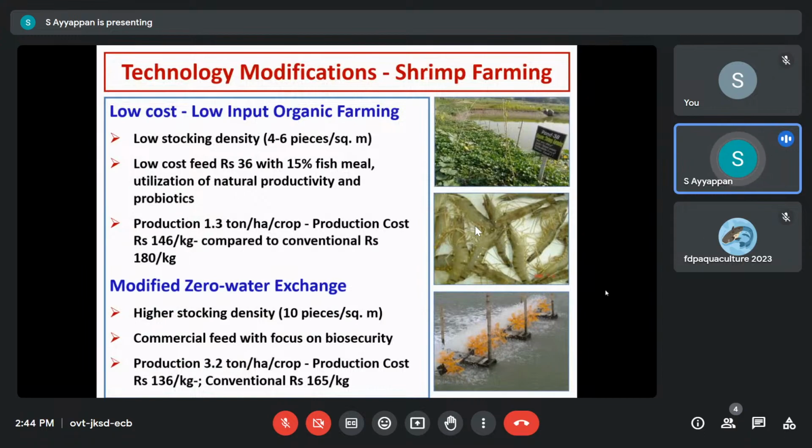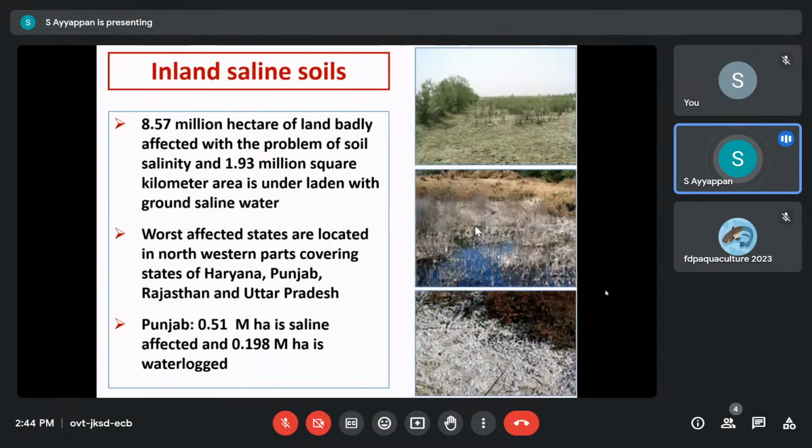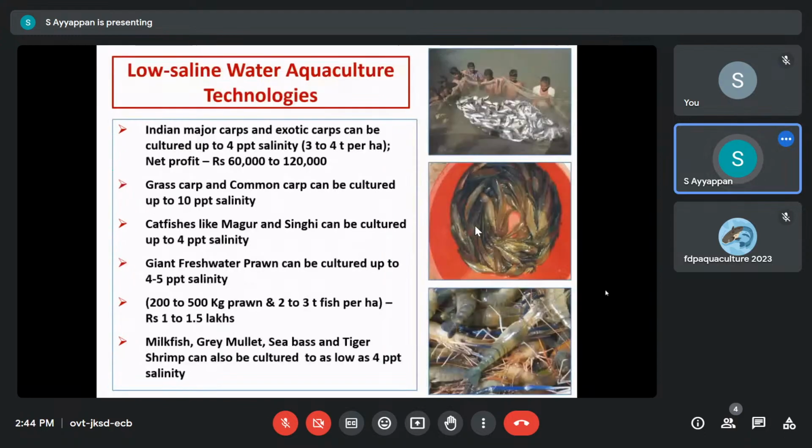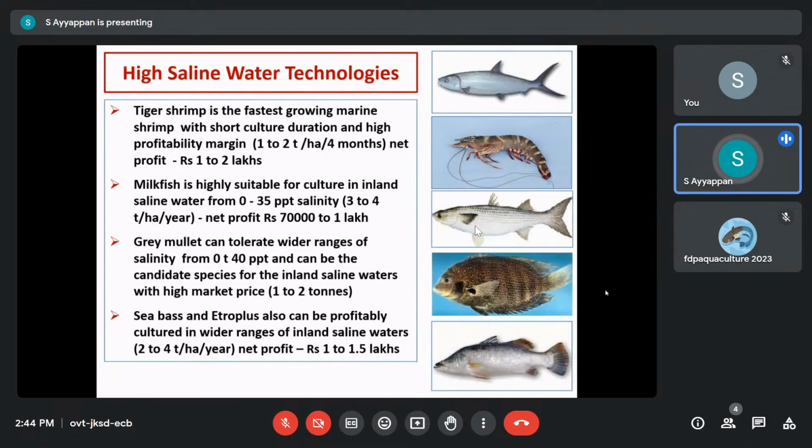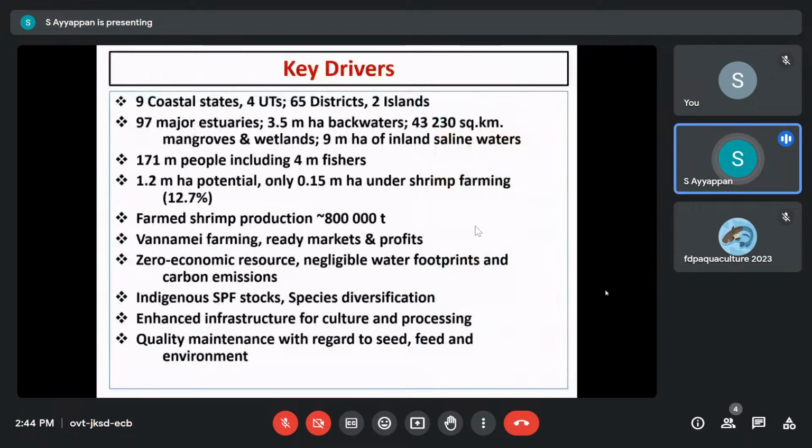And modification in shrimp farming, it could be low cost input, it could be modified zero exchange, or I told you about the inland saline soils, more than 90 lakh hectares of saline soils. Those who come from UP, Punjab, and Delhi area, Rajasthan, you might have seen, nothing would grow here. But then wherever there is water in those places, their pH could be more than 8, but still, some of the species of finfish here. That's why we are talking of these for inland because it's not just coastal. Low saline water technologies for the inland areas, or it could be high saline water technologies, depending on the salinity and the bicarbonate content and so on.